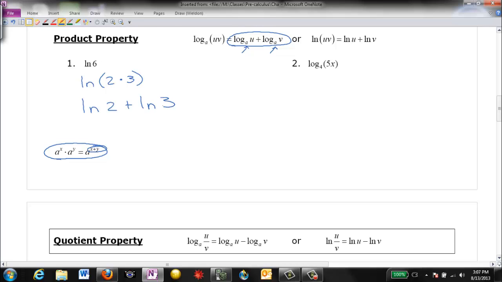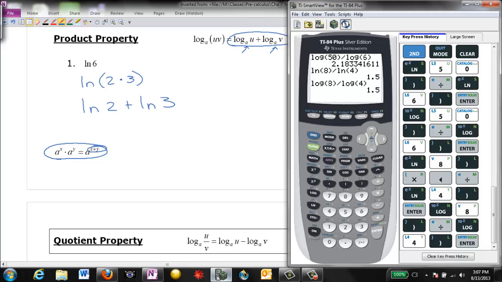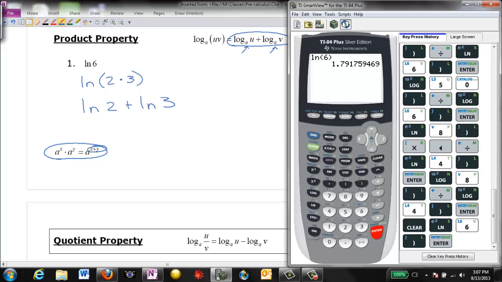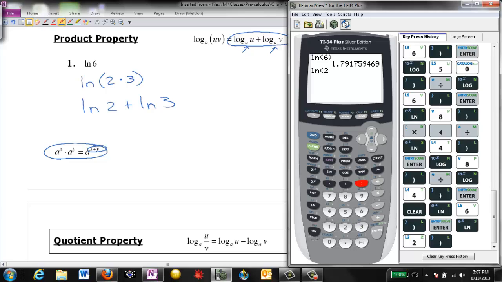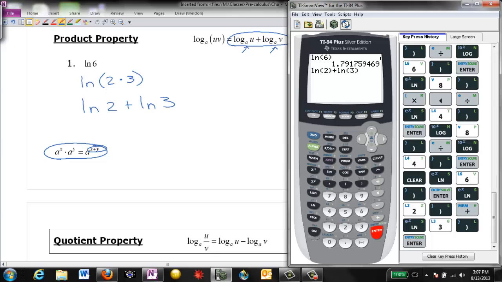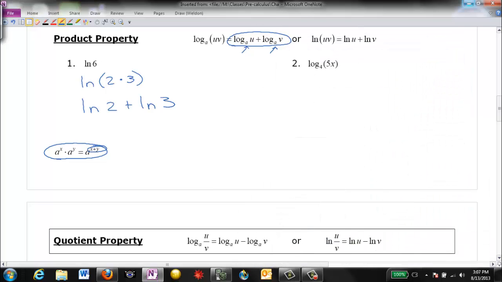Okay, let's test it out. Let's see if that property actually works. We can test this one in our calculator here. I'm going to clear that out, and let's do the natural log of 6 and hit enter. There's the natural log of 6. And I said that was equivalent to the natural log of 2 plus the natural log of 3. So natural log of 2 plus the natural log of 3, and I'm going to hit enter. And sure enough, I get the exact same thing. So you can see that property working in action.